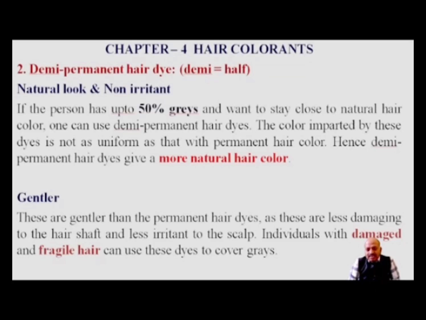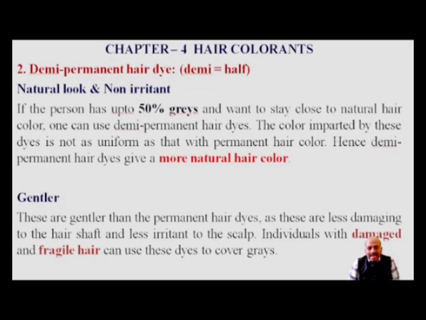Suppose, for example, white hair is there, and you simply impart black color; suddenly it changes into black. That is very abnormal. You cannot accept that sudden change from white to black. That is not the case with this. In this case, whatever color is present will be slightly improved. It looks natural after having this color. The 50 percent gray that is present will be slowly increased. The color will be slightly improved, but not completely.